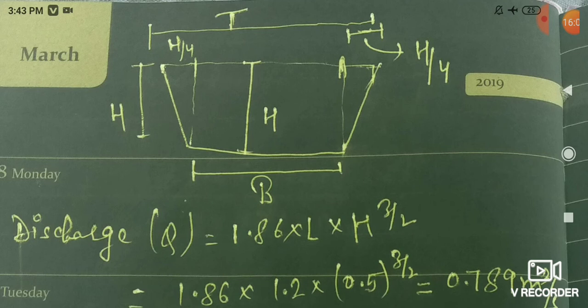And the crest length B is our base and the top length T is nothing but T is equal to B plus h by 4 plus h by 4, means base length plus 2 times of h by 4. You can clearly see here from this diagram, the top length T is equal to base B plus 2 into h by 4, means B plus h by 2.